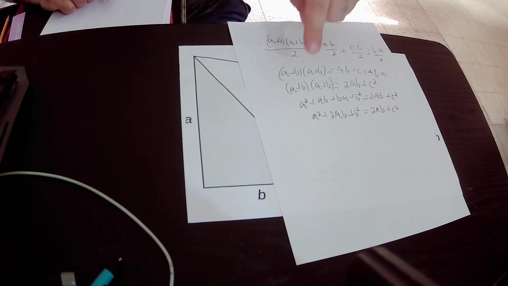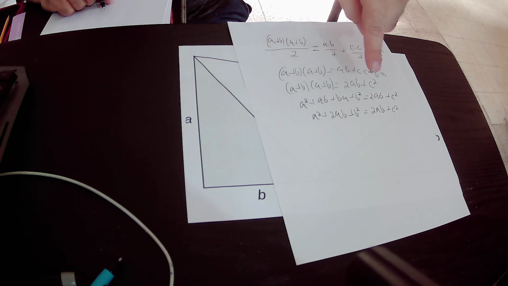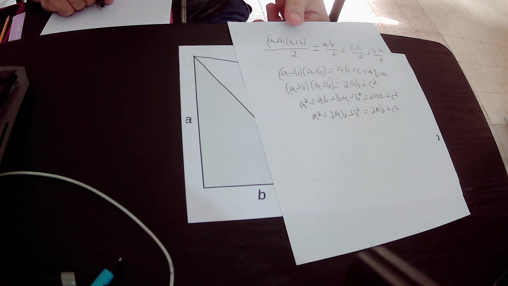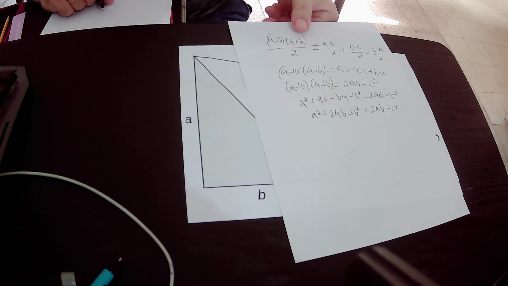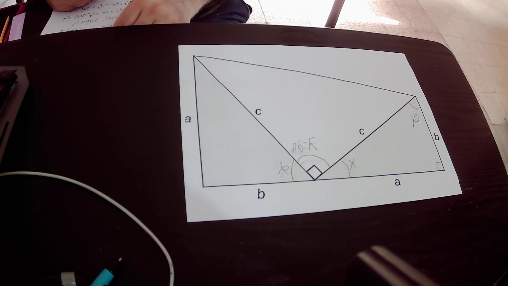As I've already said, AB plus BA is 2AB. Now we have A squared plus 2AB plus B squared equals 2AB plus C squared. We can subtract 2AB from both sides of the equation. We will get that A squared plus B squared equals C squared.